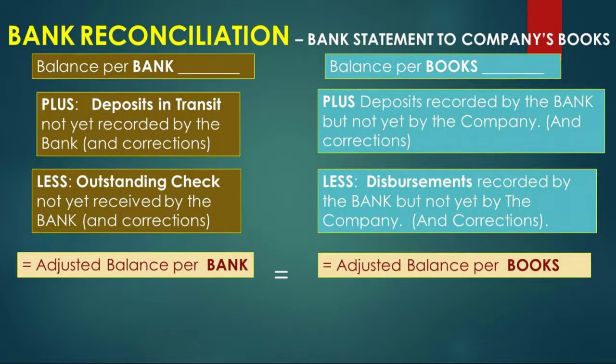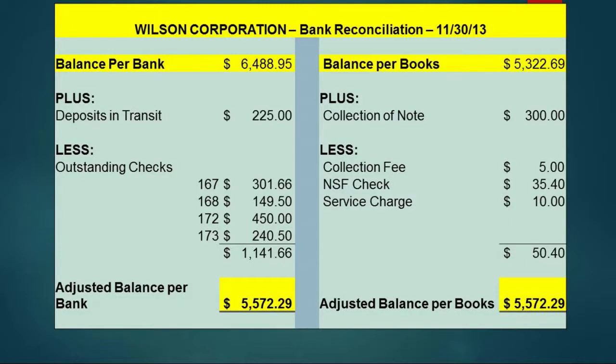We're going to look at the bank statement and add any deposits recorded by the bank but not yet by the company, and any corrections. We're going to subtract any disbursements recorded by the bank and listed on the bank statement but not yet by the company. And we're going to get the adjusted balance per books. If these numbers are equal, then we know we've reconciled the bank.